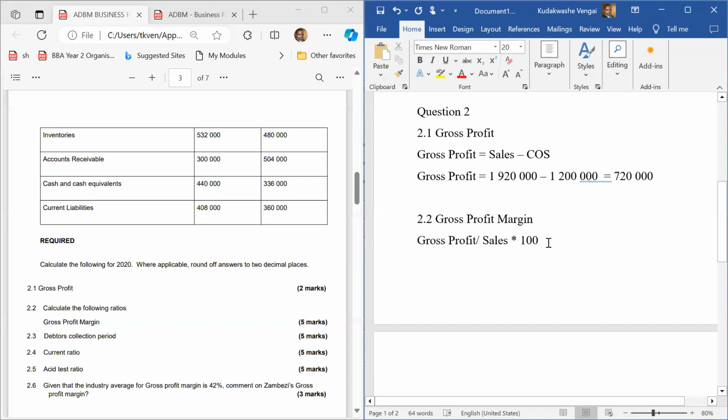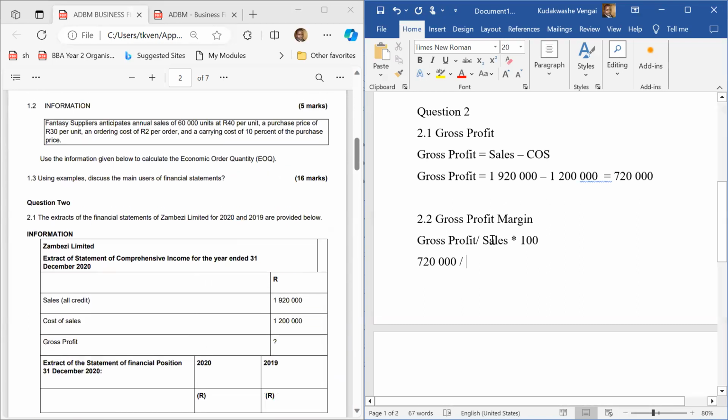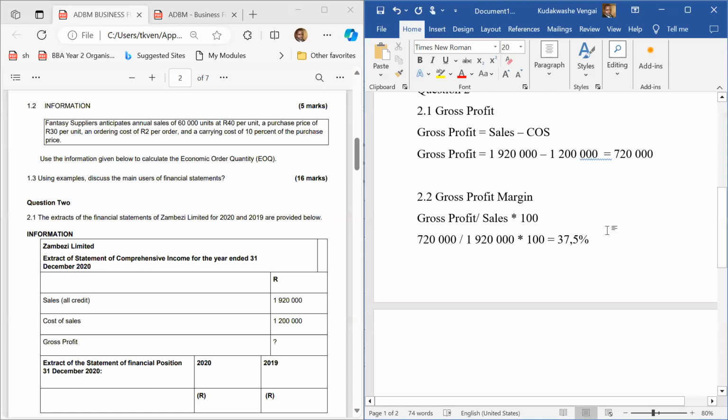2.2, that's the one I was doing. It now needs the gross profit margin. So gross profit, you have it now, 720,123, divided by the sales figure, which is 1,920,123, and you multiply everything by 100. Putting it in a calculator, 720 divided by 1920, multiplied by 100, gives me 37.5%. That's the answer I finally end up with.